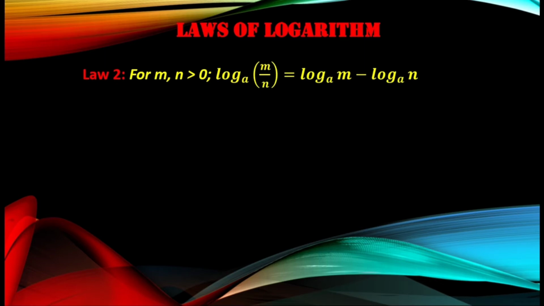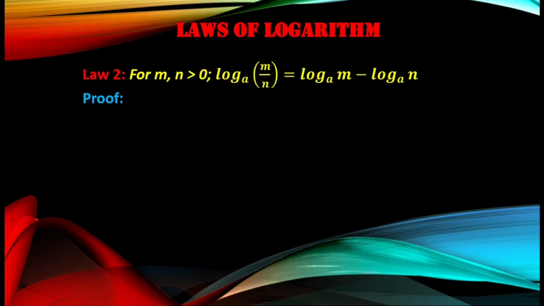Our second law of logarithm states that for any two variables m and n greater than 0, log of m divided by n to the base of a equals log of m to the base of a minus log of n to the base of a.